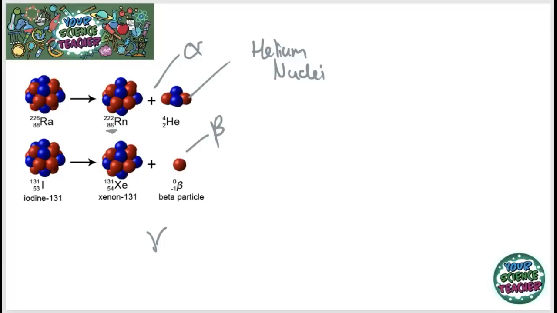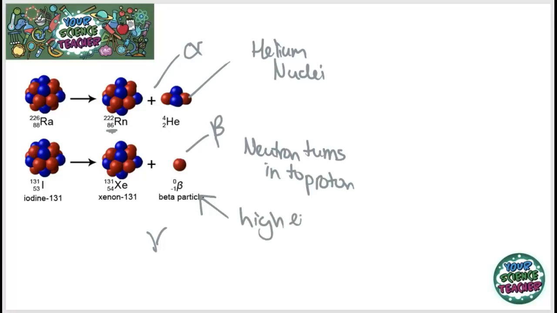In beta decay, it's a little bit different. What happens in your nucleus is a neutron turns into a proton, and you also emit a high energy electron. What I can observe here is my iodine has changed to xenon because my atomic number has gone up by 1. Nothing has happened to my atomic mass. And for my beta particle, you just need to remember that the bottom number, the atomic number, is -1 and the atomic mass is 0.